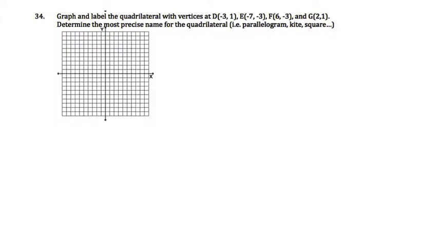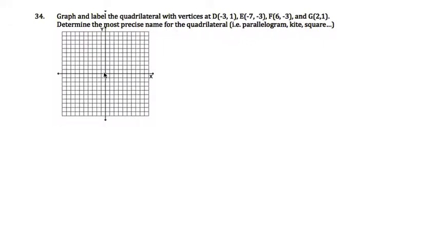So after covering the true-false, deciding if something is a parallelogram, finding missing values from lots of different quadrilaterals, and then finding the area of these shapes, your test is going to end with using coordinates to determine what a shape is, find its most precise name. So in example number 34, we're going to start by graphing these points D, E, F, and G, and our job is to determine what is the most precise name for this quadrilateral.